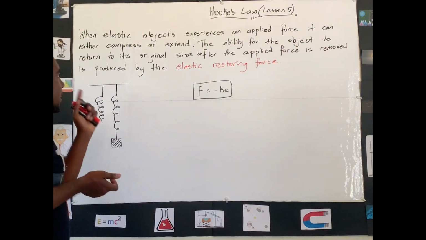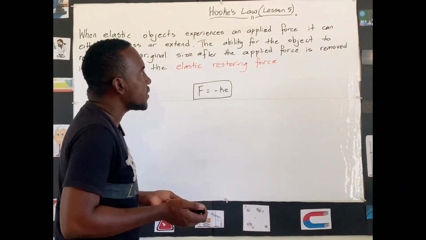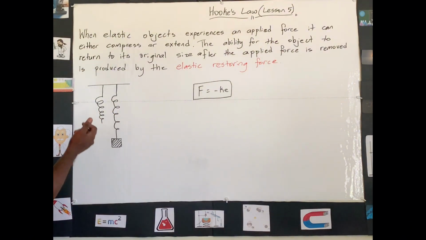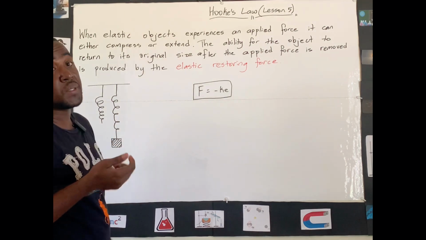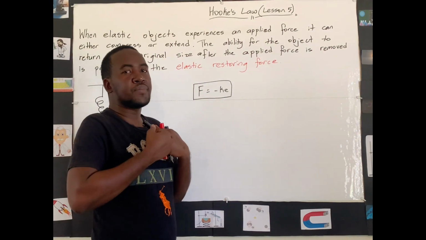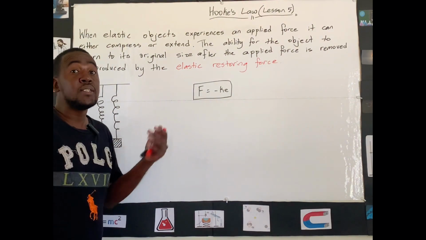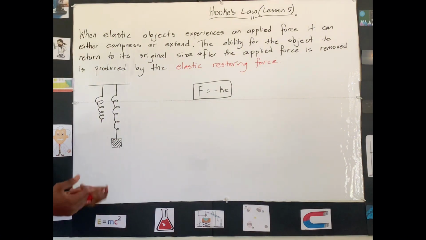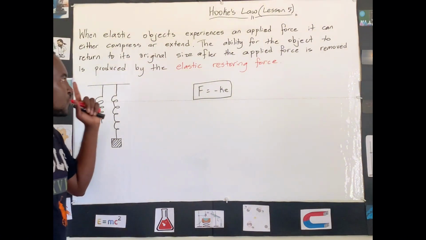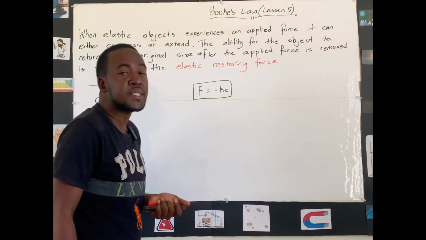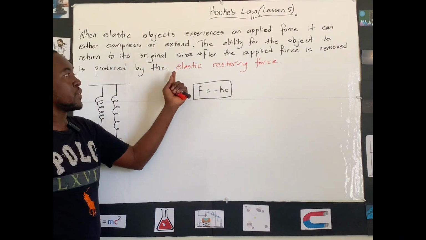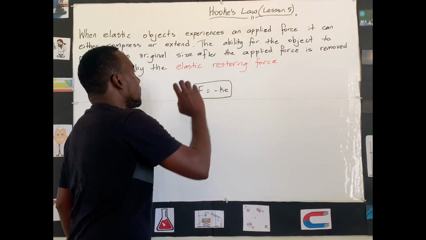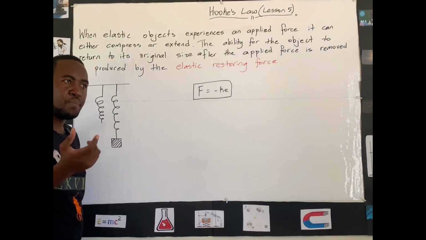Now, when an elastic object experiences an applied force, meaning something is added to it, then it will do one of two things. It's either going to be compressed, meaning it gets smaller, or it's going to be extended, which means it will get larger. Now, the ability of this object, after you remove the applied force, to come back to its normal position or normal size is due to what we call an elastic restoring force. The important word here is restoring. Restoring means we're going back.